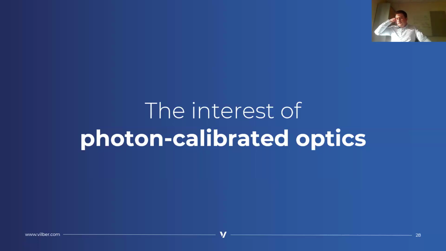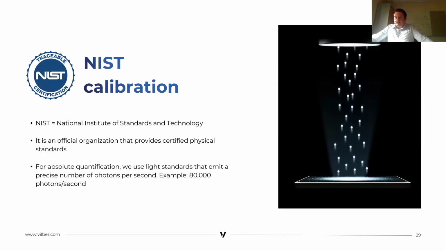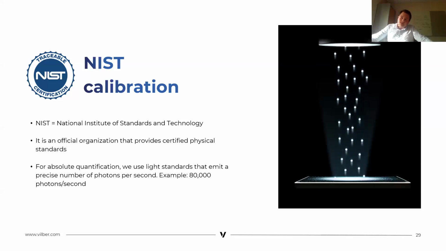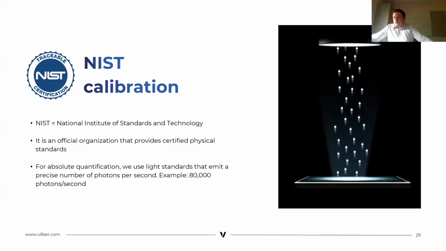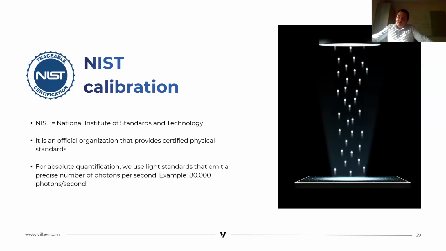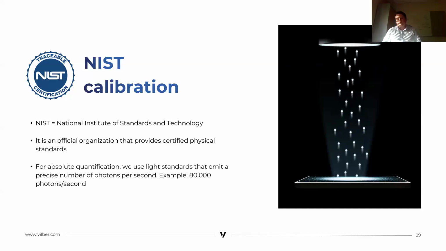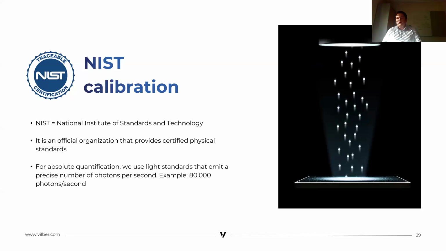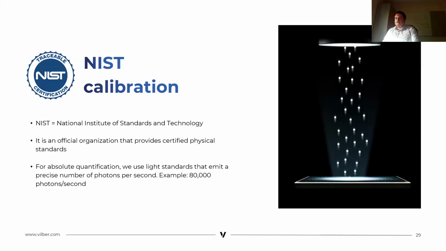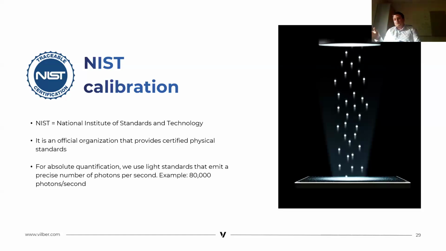And now we will talk about the interest of photon calibrated optics. So first, what is the NIST calibration? NIST stands for the National Institute of Standards and Technology. It's an official organization that provides certified physical standards, and for absolute quantification, we will see that a little bit after. We rely on calibrated light standards, and these standards emit a precise and known number of photons per second.